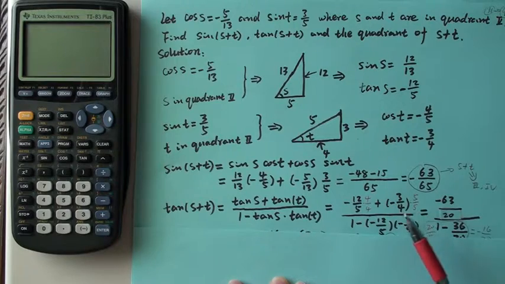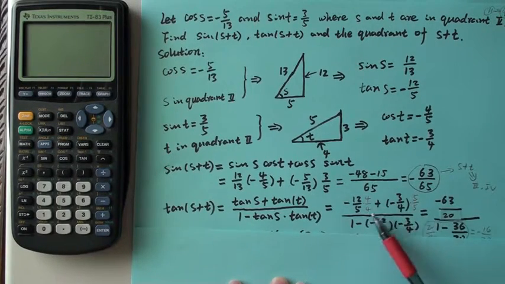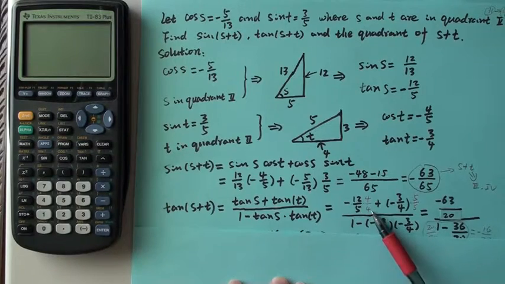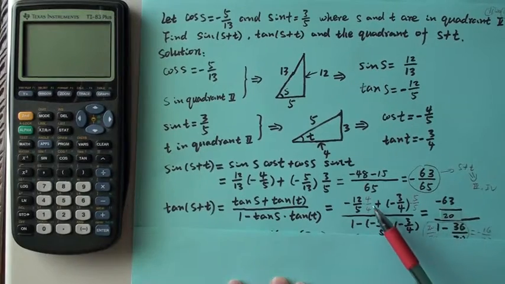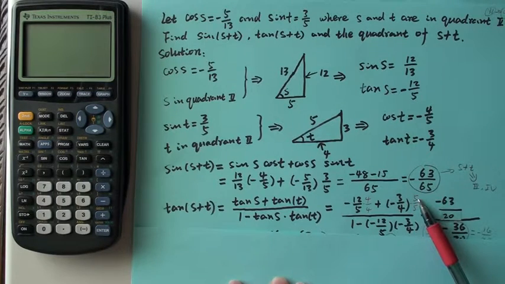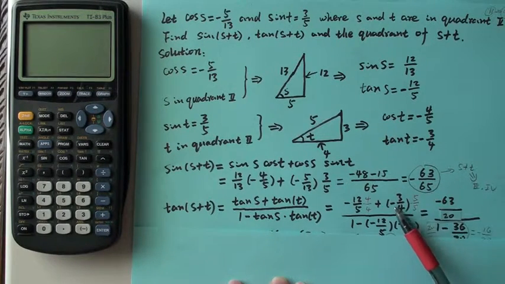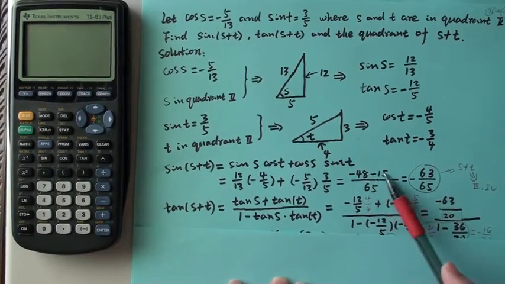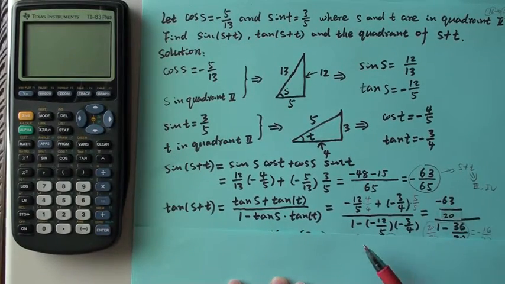Okay, so upstairs, denominators 5 and 4 are different. So this one is 4, this one is 5. 4 times 5 is 20. And then 4 times negative 12 is negative 48, and 5 times negative 3 is negative 15. So it's negative 48 plus negative 15, so you have negative 63. And downstairs is 20.